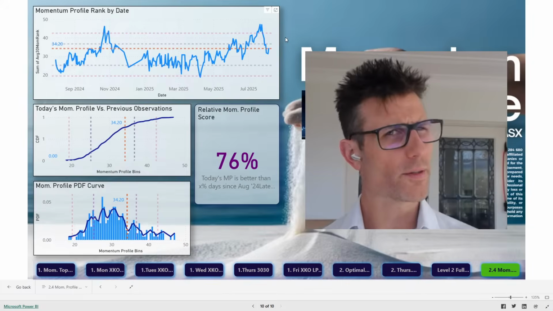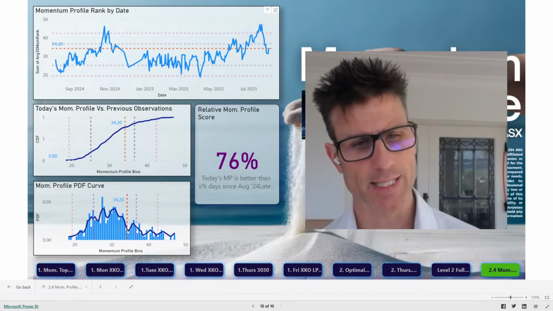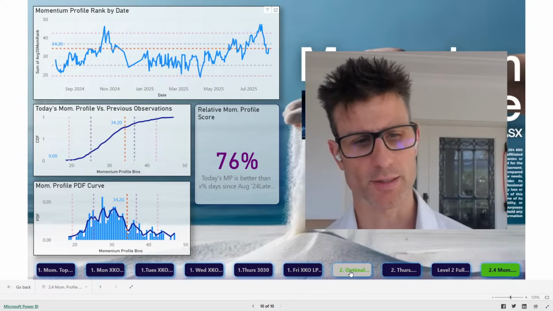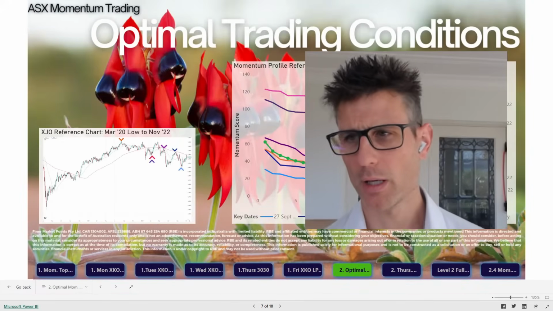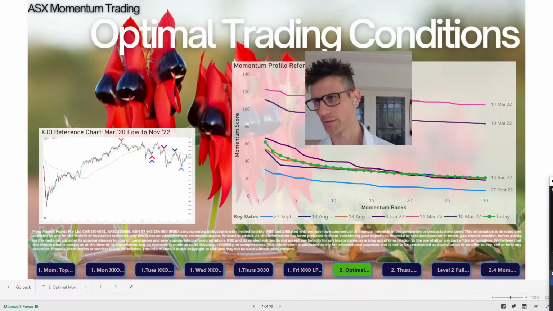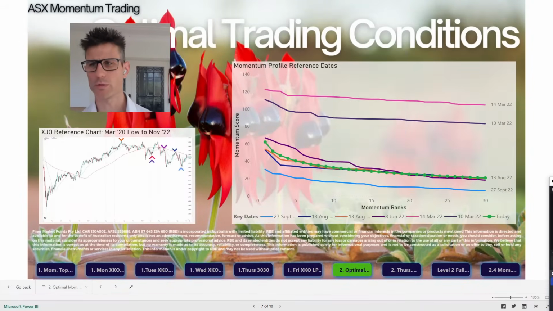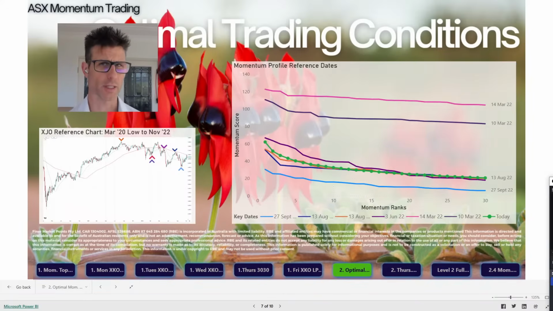So why does that not correspond with the index? Let's have a look. So the other tab that members get to see, and this is updated at the same time, I'll move my picture to the left so that you can see. These are the optimal trading conditions, and this is over the last 5 years or so. The peaks, the highs, the lows of the momentum profile were actually seen throughout the period pretty much 2021 to 2022.